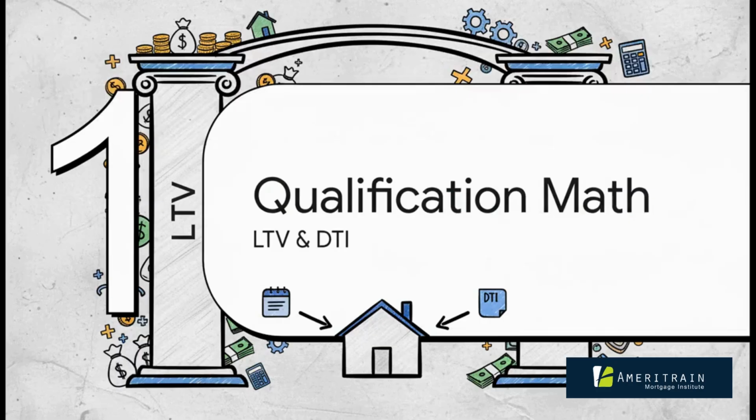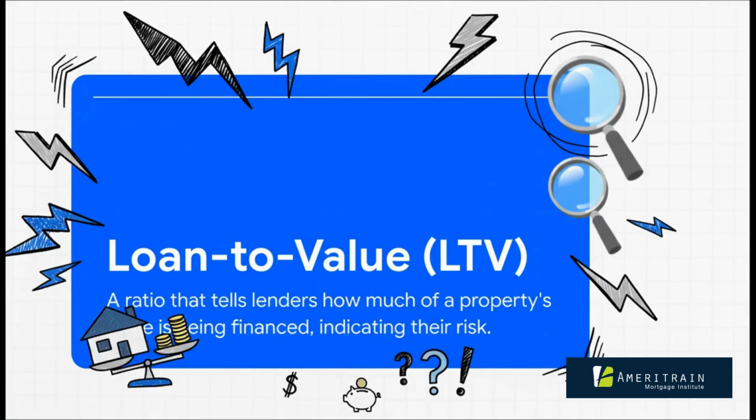Okay, let's dive right in with the 2 big ones, the foundational pillars of qualifying any borrower: loan to value and debt to income. Trust me, these 2 numbers will shape the story of every single loan application that comes across your desk. First up, LTV. So what is it really? At its heart, it's just a measure of risk. It's one single percentage that tells the lender how much skin they have in the game and how much equity the borrower has from day one.